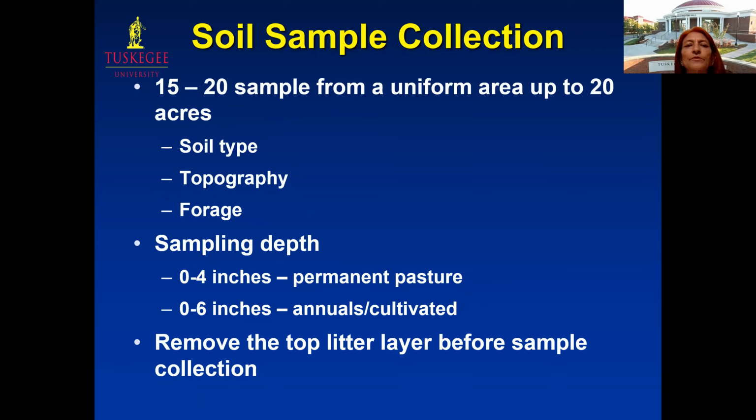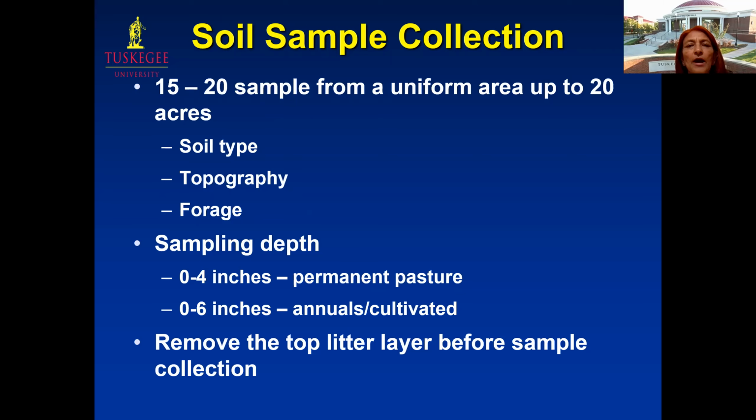So let me talk about the collection of soil samples, how to collect soil samples. Usually 15 to 20 core samples should be collected from a uniform field up to 20 acres. Uniform means having a similar soil type, similar topography, and growing similar type of forages. If we have 20 acres or less of that field with the uniformity, then take 15 to 20 core samples.